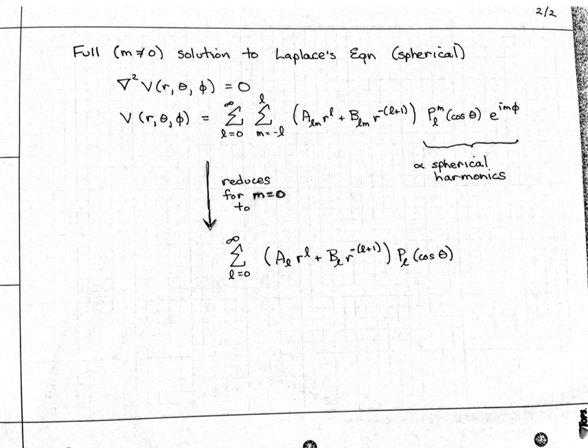Finally, we see that if you set m equals 0 and go back to an azimuthally symmetric case, the solution reduces to the simpler form that we saw in class, with only radial and polar angle components, and the polar angle components are now the simpler Legendre functions. That's all.